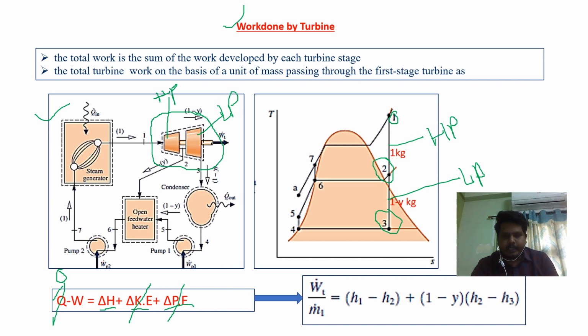Now we can write the work done by the turbine per unit mass as: in the process 1-2, H1 minus H2 into mass 1 kg, into 1, plus, in the process 2-3, H2 minus H3, and the mass is 1 minus y. So this is the final equation. From this equation we can find the work done by the turbine per unit mass.